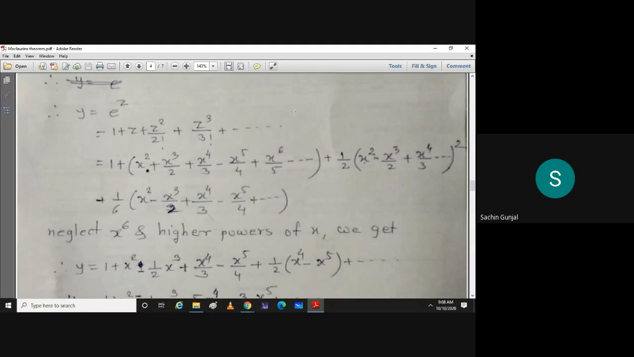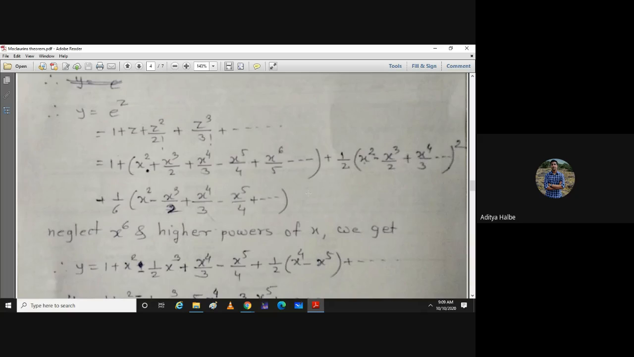Coefficient of x square. Where is x square? X square is here only. So the x square as it is, by 6. Sorry. Coefficient of x square, sir, 1 by 6. 7 by 6? Why? 1 by 6, not 7 by 6. Why 1 by 6?